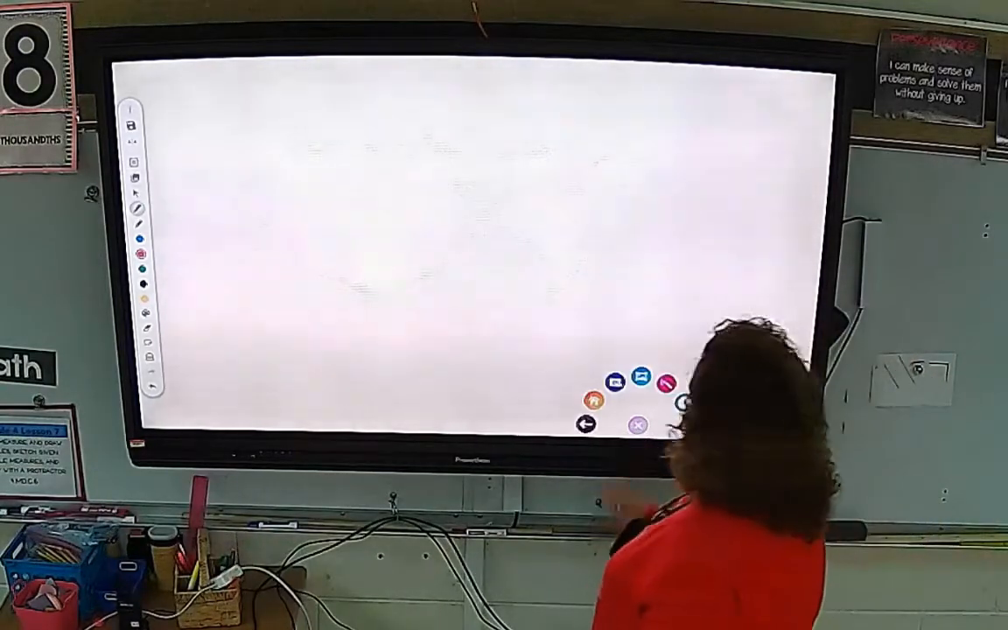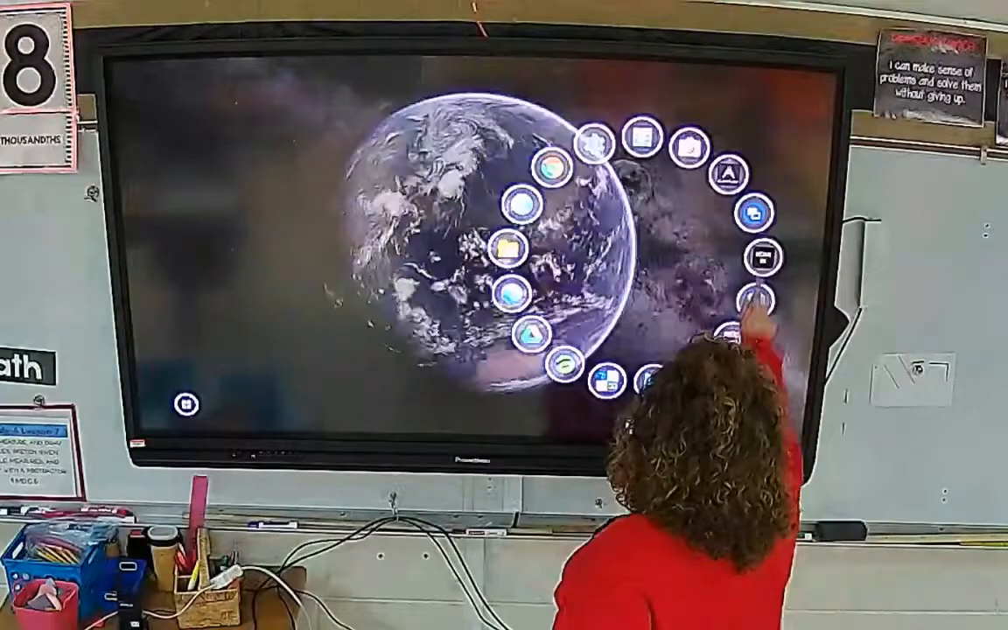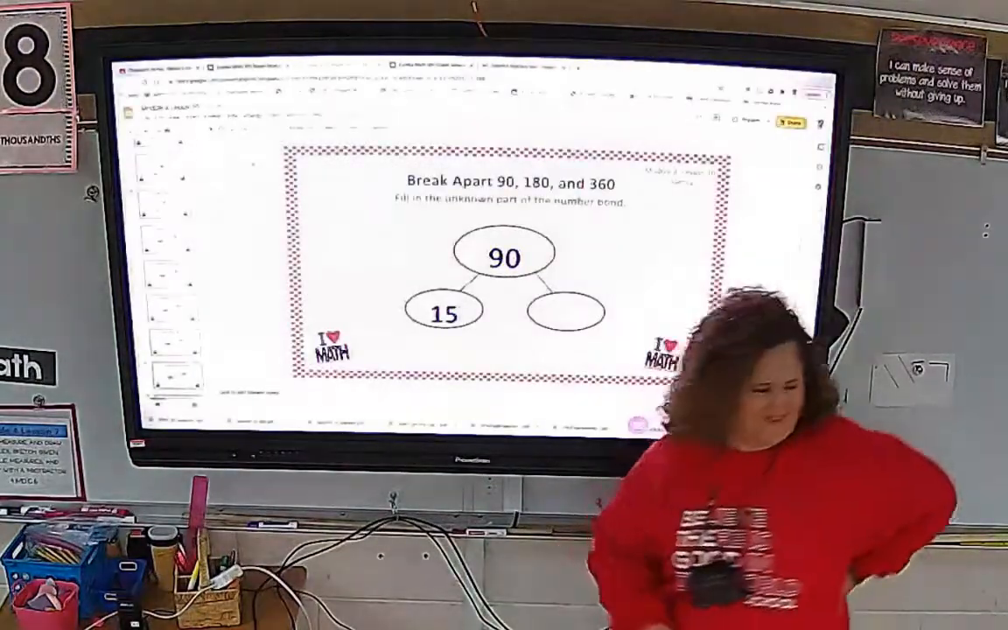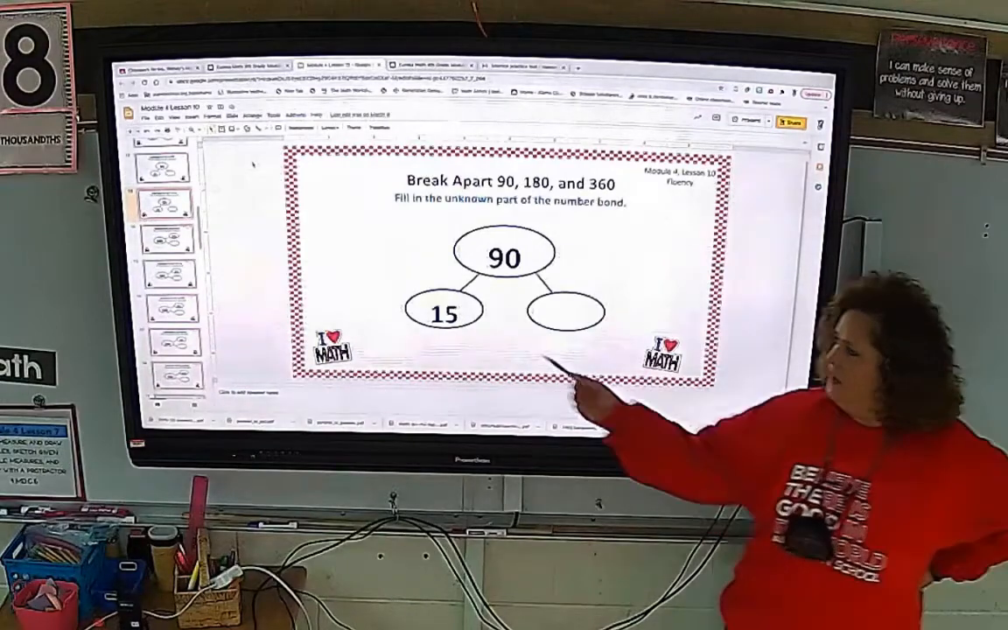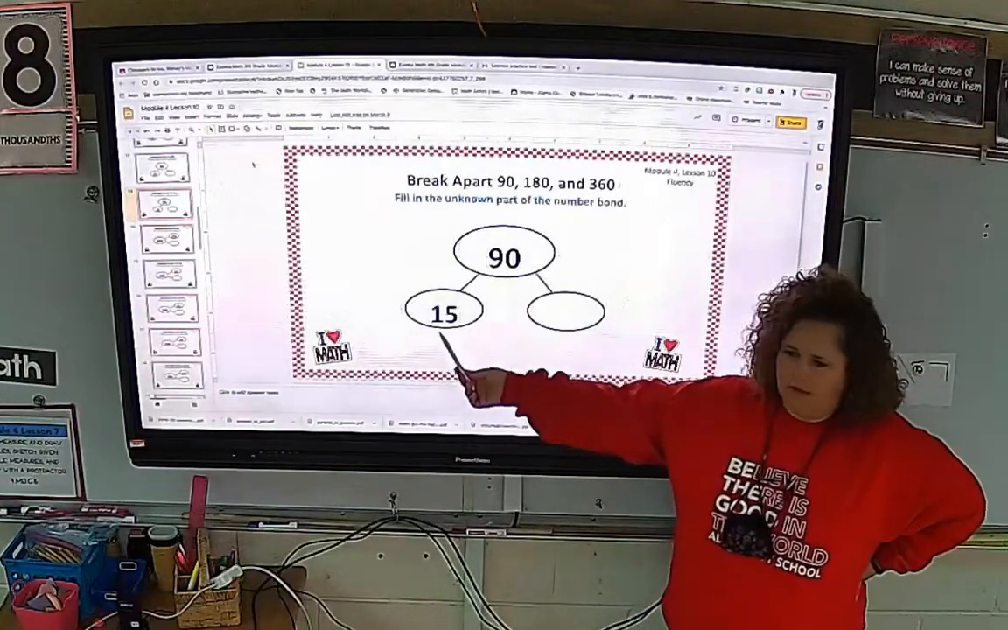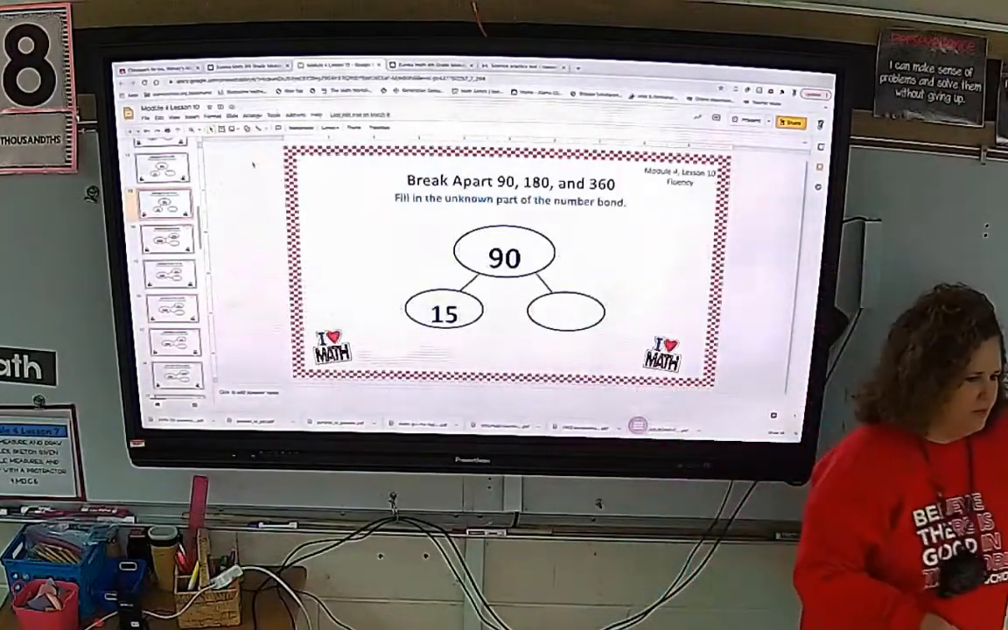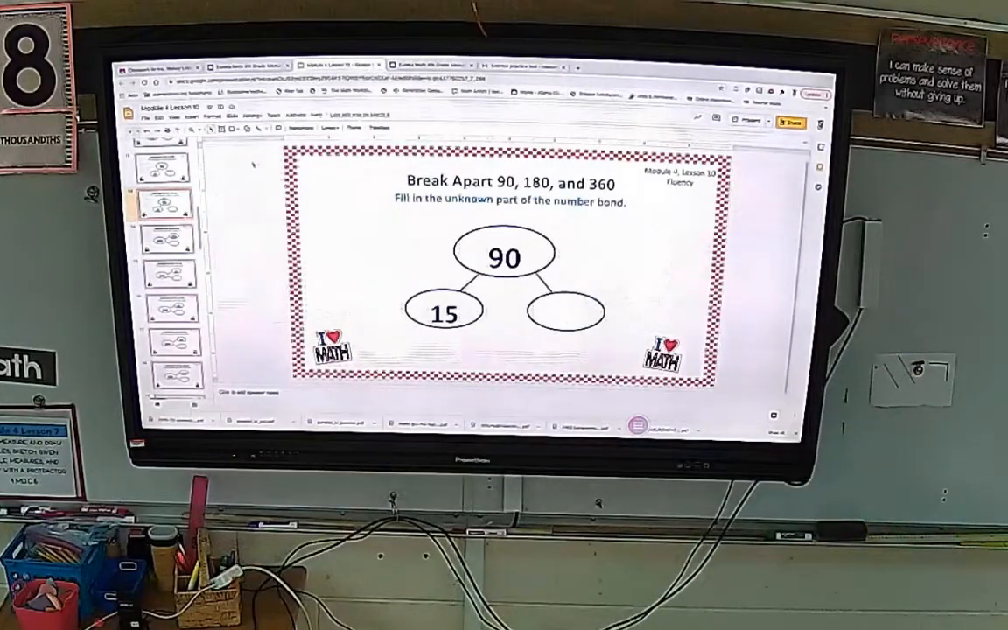And of course, you can't see what I'm talking about. There we go. Okay. So we're looking at a number bond. We saw some of these yesterday. If this is 90 and this one's 15, what would have to go in the other bubble? If you need to do an addition or subtraction problem to figure that out on your board, that's fine. But we're not going to draw the whole number bond every single time. Okay. What would go in the other bubble?